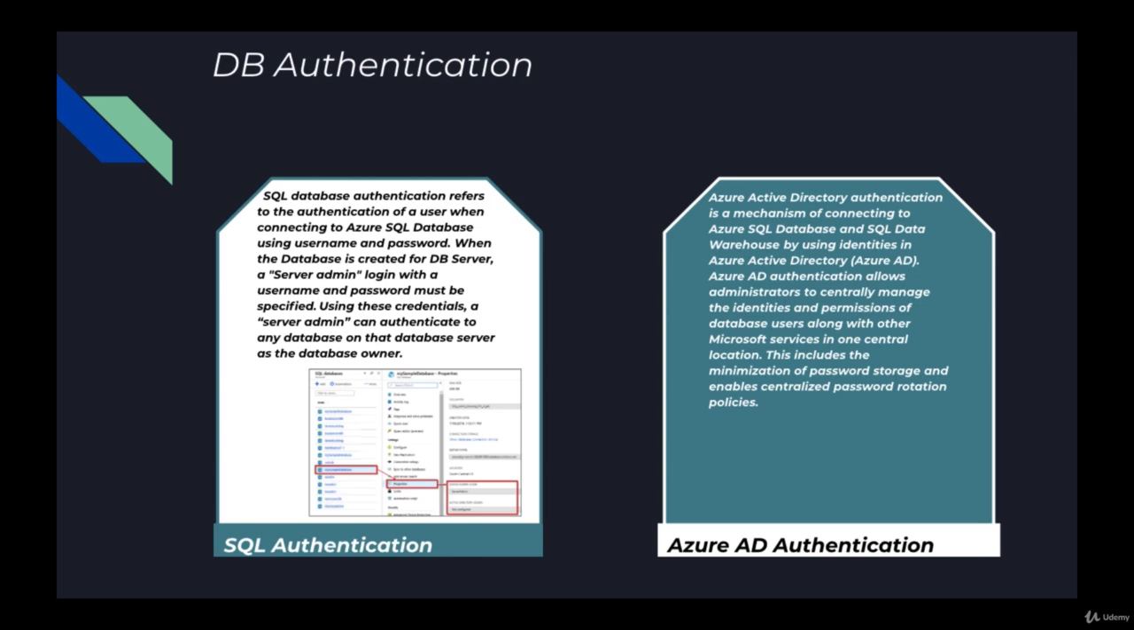During the creation itself, the credentials or the user which you have created use SQL authentication. It is the admin user which you created for the first time, and we call it the server level principal account for your SQL database, with the help of which you'll be able to connect. Using this credential, a server admin can authenticate to any database on that database server as the database owner. You can see this snapshot when you click on that database. If you go to the properties option, you'll see what I'm talking about, the username and the password. We'll see that in a demo as well.